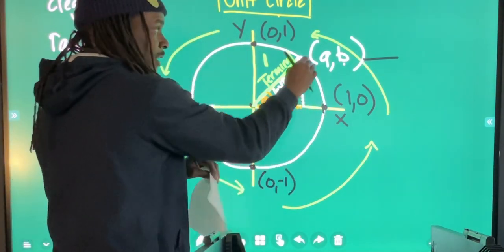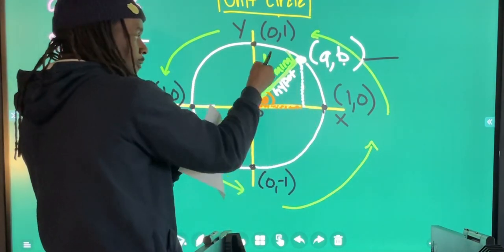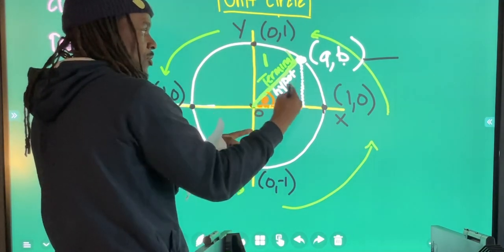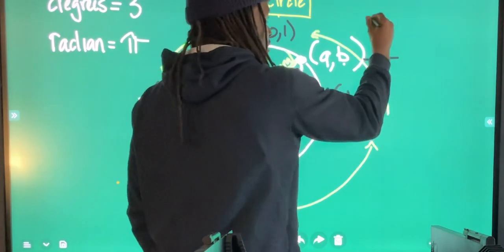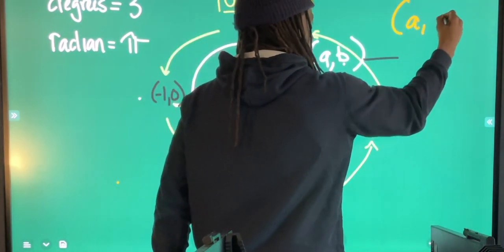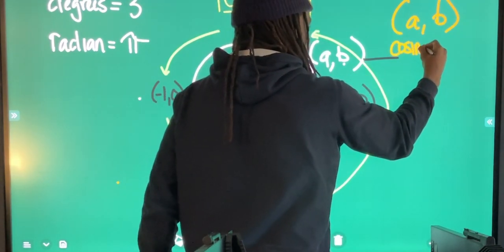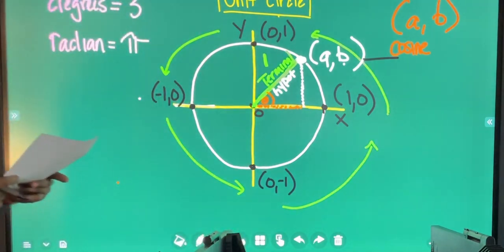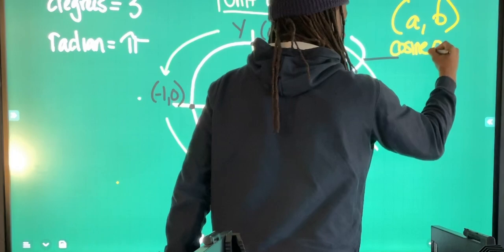So if I'm trying to find A, I would use adjacent over the terminal, which is the hypotenuse. What sign is that? Adjacent over hypotenuse. Cosine. Very good. So another way of writing A, the A value is cosine of theta.